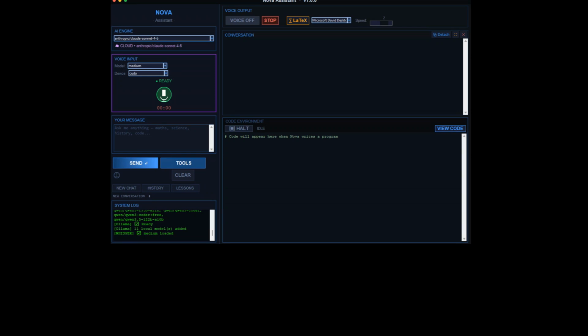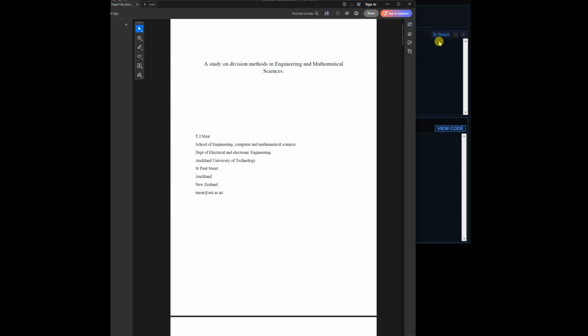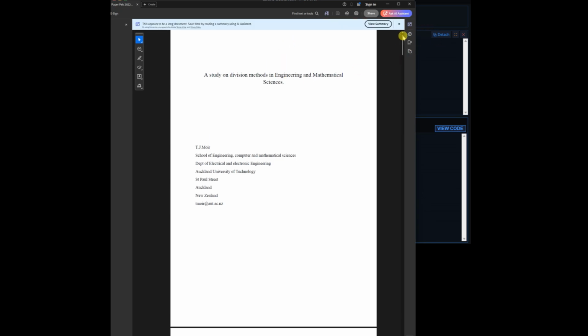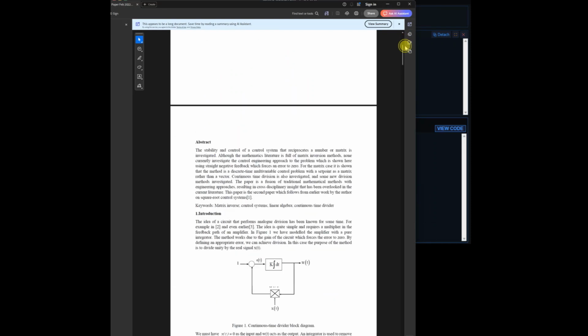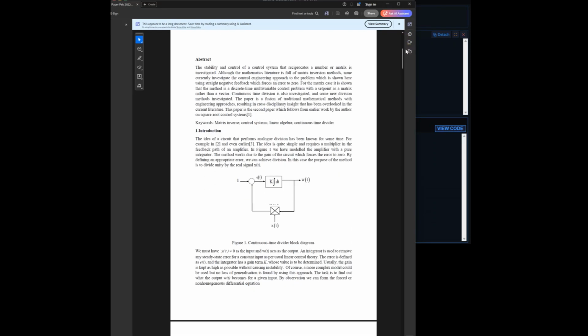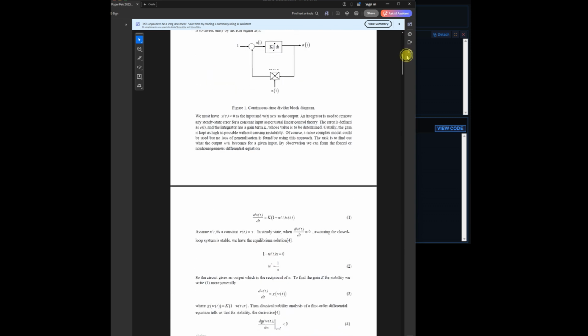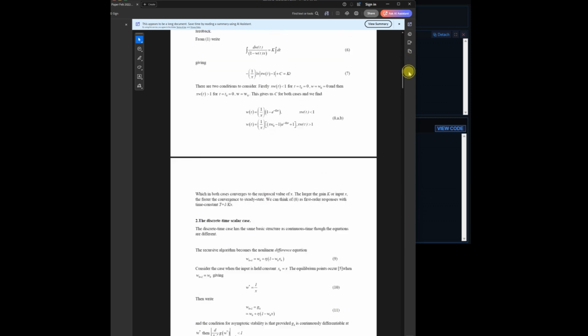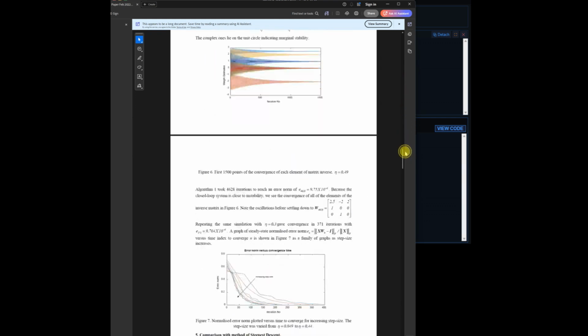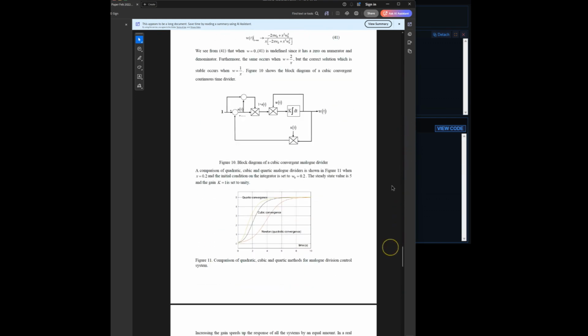Well, I've added an interesting set of tools to my Nova Assistant. It's research tools. So I've got a paper here. It could be any paper, but I've picked my own, which isn't published. A study on division methods in engineering and mathematical sciences. It's about using control systems to invert a matrix, basically. And, well, it's not that big, but it's got a whole load of examples and stuff.